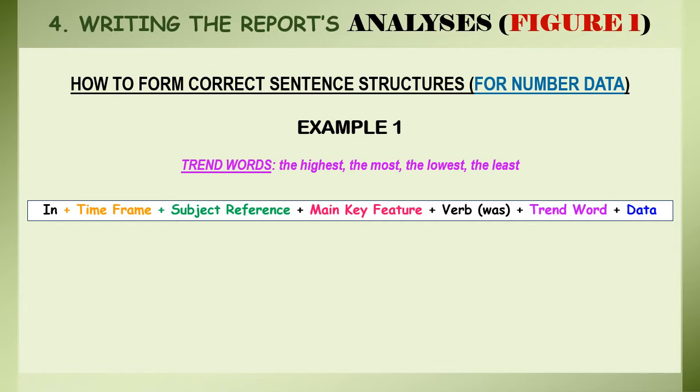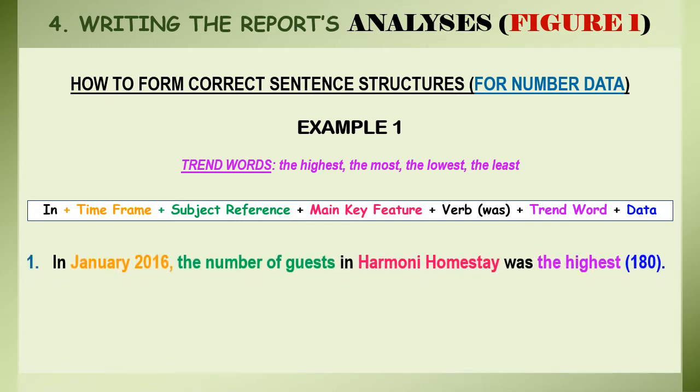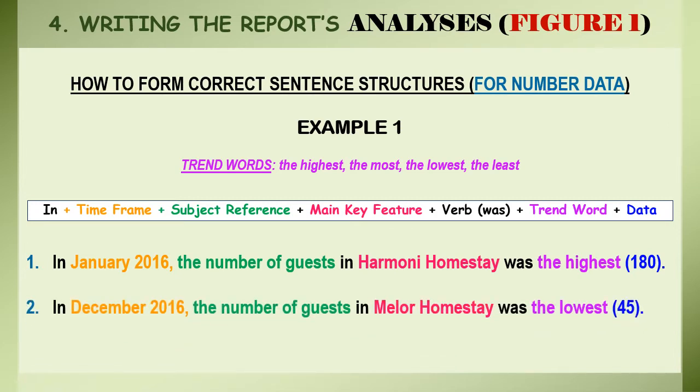In this sentence structure, we will start the sentence with in. This is because the time frame is in the form of years. Then, we state the time frame, followed by the subject reference and the main key feature, and the verb that we are going to use is was, the trend word, and the data. In January 2016, the number of guests in Harmony Homestay was the highest, 180. In December 2016, the number of guests in Merlot Homestay was the lowest, 45.